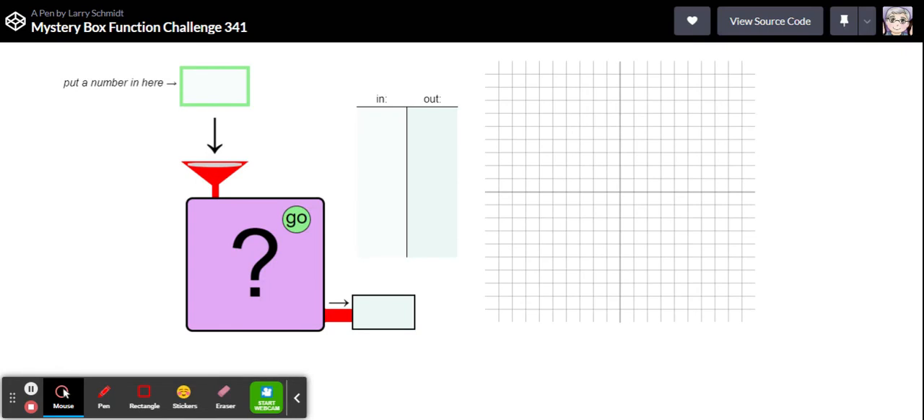In the purple mystery box there is some math and your challenge is to figure out what it is. You can use the link in the description to try this out on your own, and when you get an idea, come on back and see if we get the same thing.